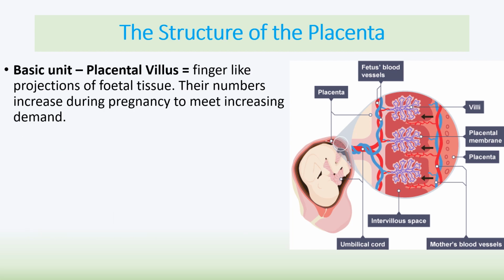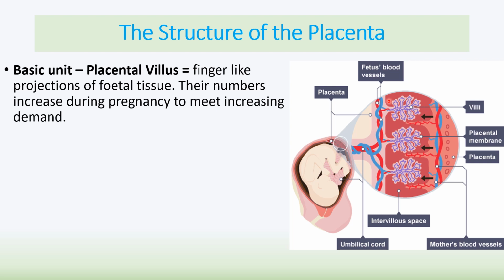So the basic unit of the placenta is called the placental villus, which you can see are these bits here. Now we talked about this a few minutes ago, that the blastocyst made finger-like projections into the endometrium lining of the uterus, and that is what these are here. So their numbers increase during pregnancy constantly to meet more and more demand.